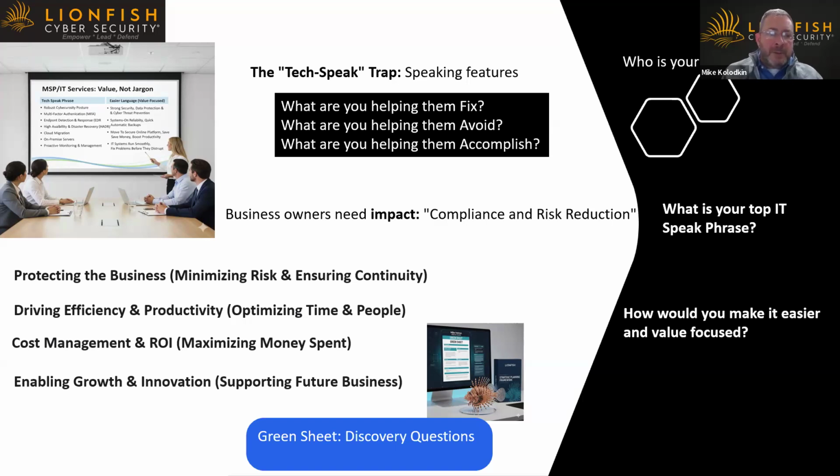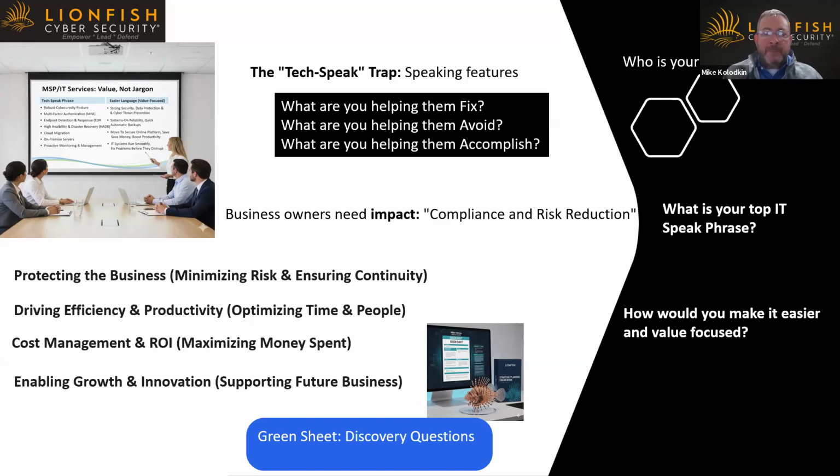Are you driving efficiency and productivity? What are you doing to optimize your time and your people? And in cost management and ROI, how are you maximizing the money spent? And then the final area I put here is just the enabling growth and innovation.